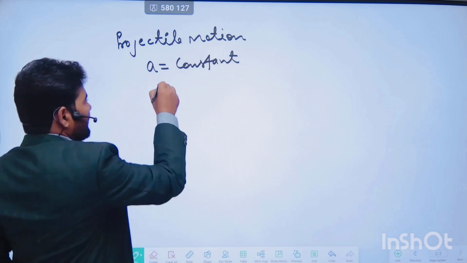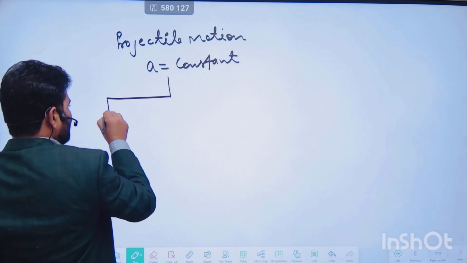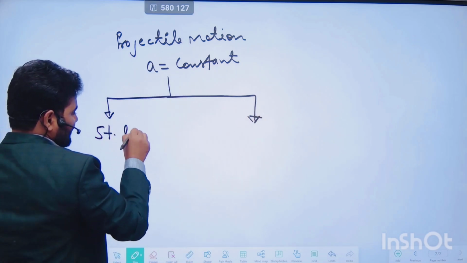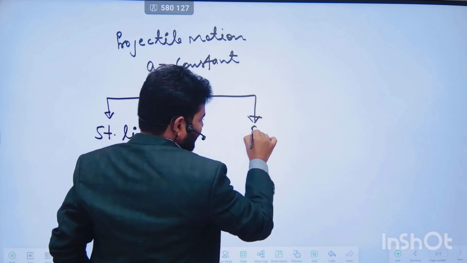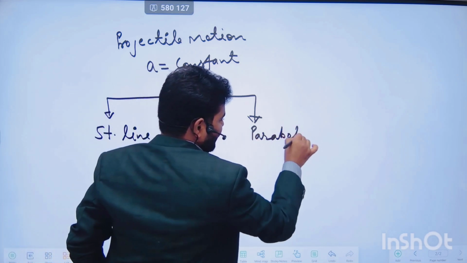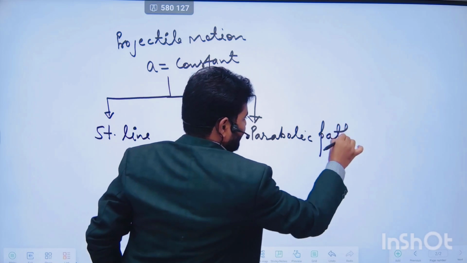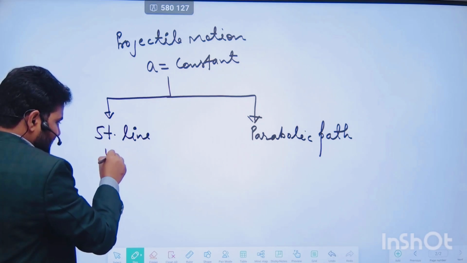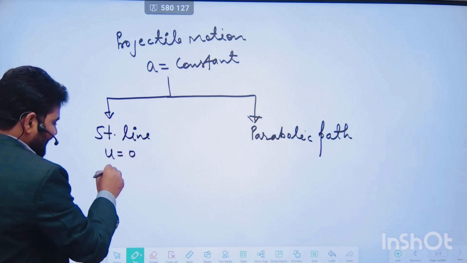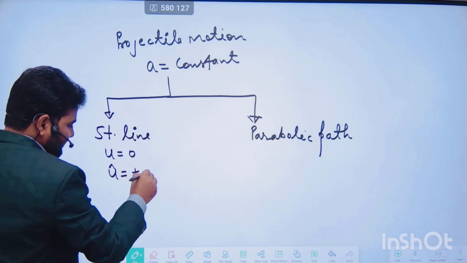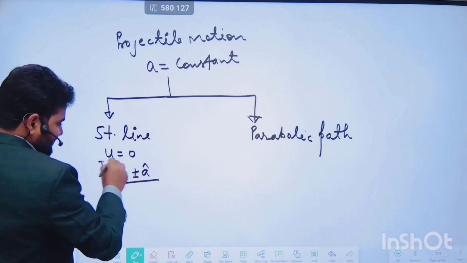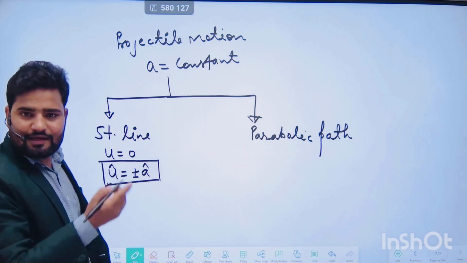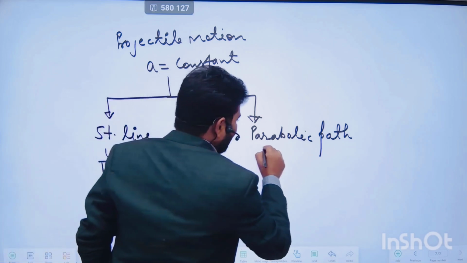So first, we know that whenever the acceleration is constant, only two kinds of motion are possible. The first is motion in a straight line, and the second is motion on a parabolic path. Motion in a straight line happens when the initial velocity is 0, or the direction of the initial velocity is along the line of acceleration. In this case the particle will move on a straight line. Except for these two cases, in all other cases the particle will always follow a parabolic path.